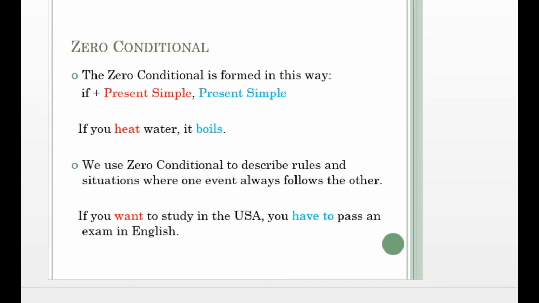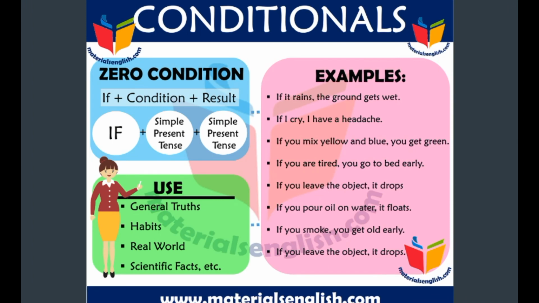Have to is in the present simple of the main verb, right? So let's get more examples. Zero conditional, remember: if plus condition plus result. If plus the verb in the simple present tense and the result in the simple present tense. When do we use zero conditional? General truths, habits, real world and scientific facts, and etc.